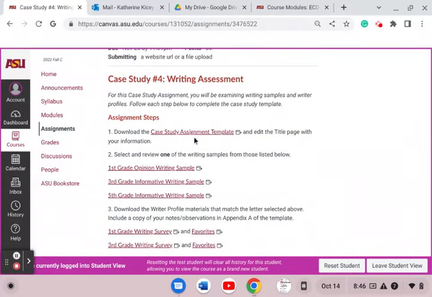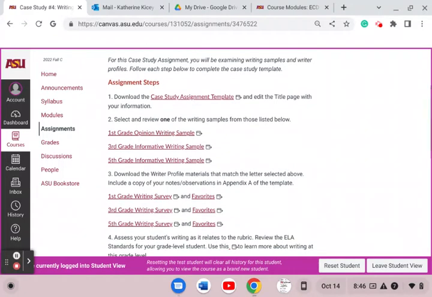So we're using the same template. I'll go over that at the end. Wanted to walk you through this one. So what you're going to do, first pick a grade, first, third, or fifth, and stick with that grade throughout. So if you pick first, stick with first in both of these. So what you're going to be given are not a bunch, but you're going to be given some samples.